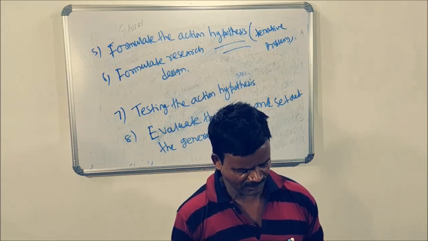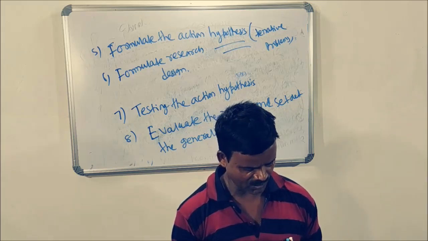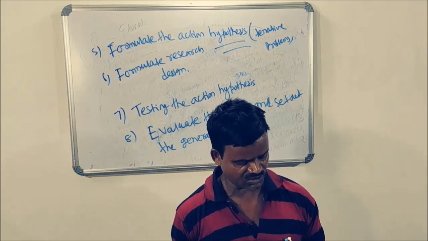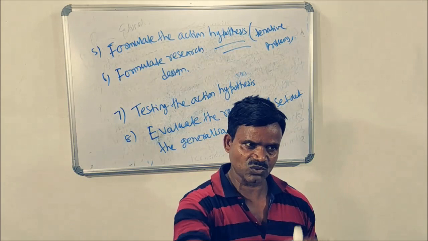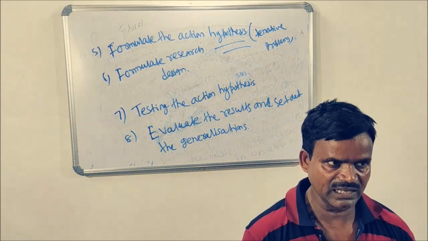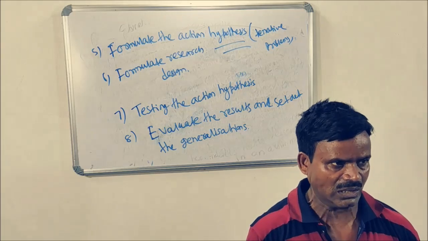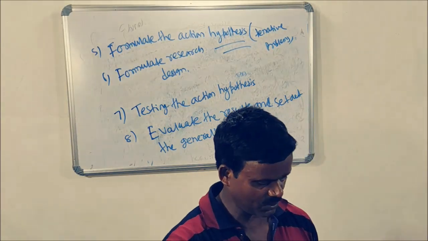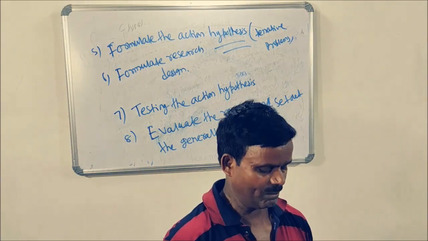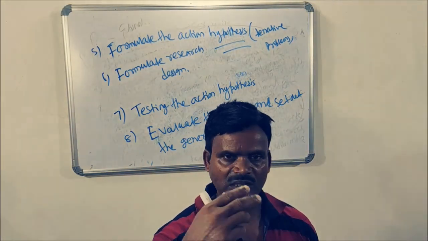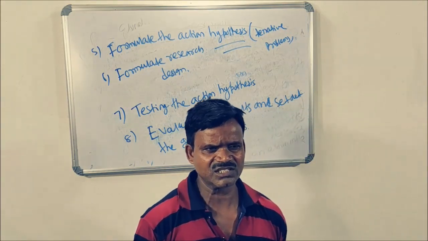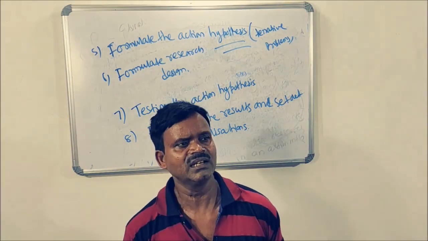For example, the problem stated above may be due to class 8 students committing many spelling errors. There are so many weaknesses, so many problems responsible for poor progress in English. Among them, one is spelling errors. There are so many students who make spelling errors in English. So this is the main problem.